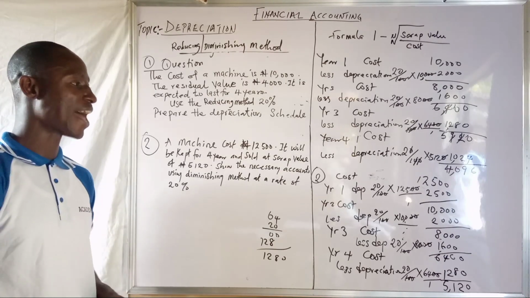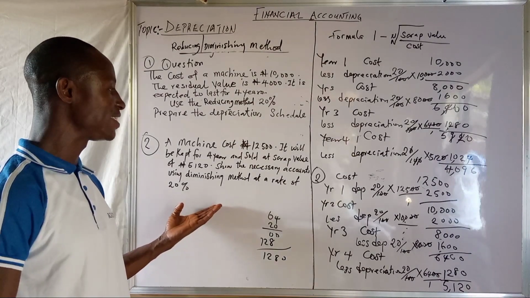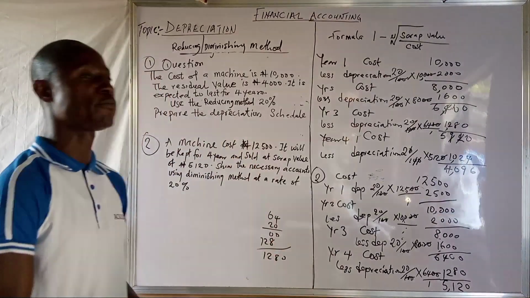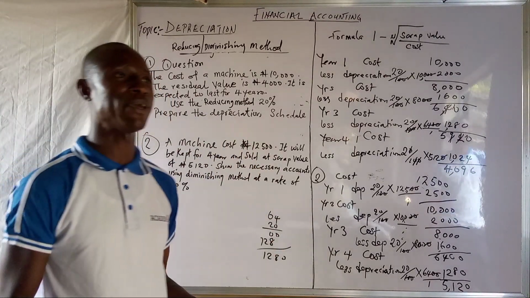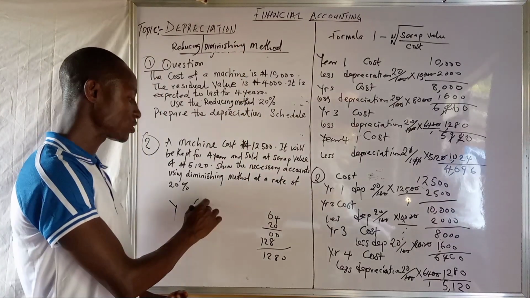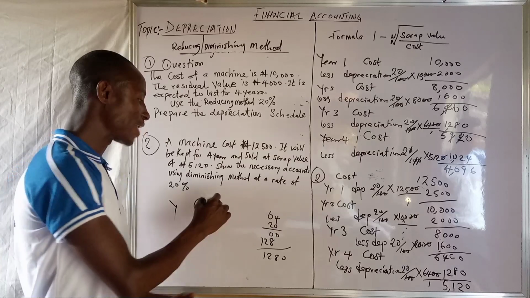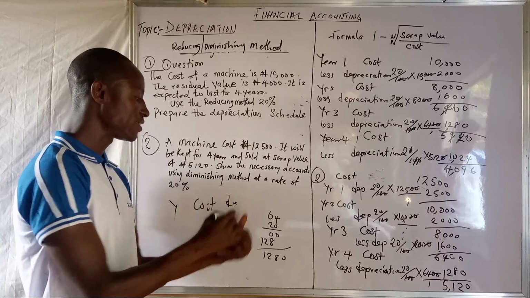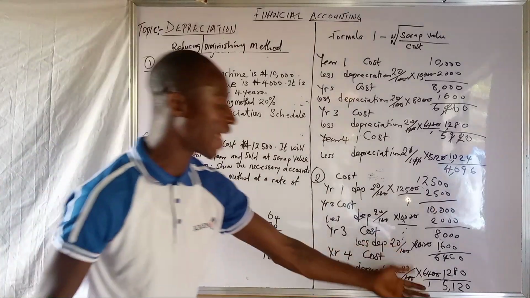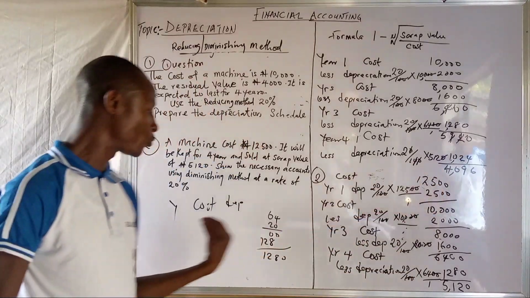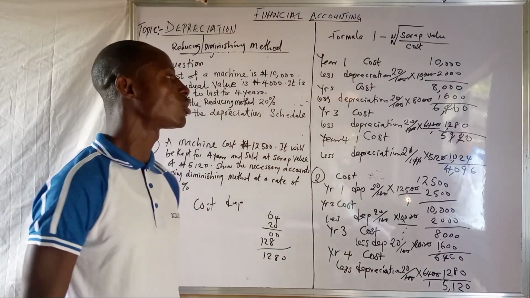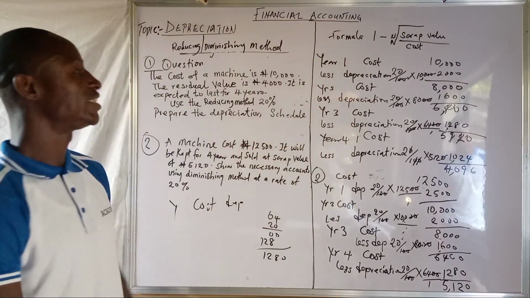And the only thing is that we want to prepare the table. The table is like the first table we prepared in the straight line method, which will have the year of asset, the cost, then you look at the depreciation, and then accumulated depreciation and net book value. The amount you realize in calculation, you just compute it in the table, and that is the method we can use to charge the reducing method.